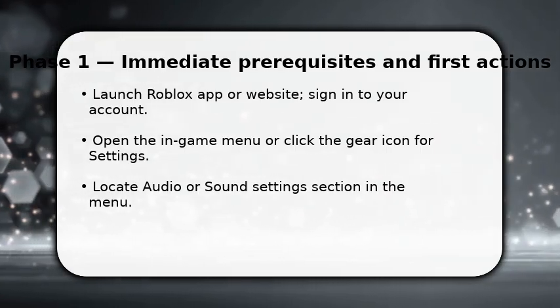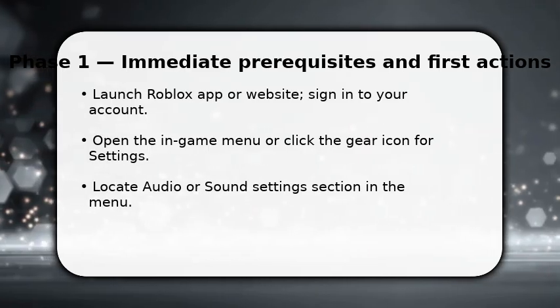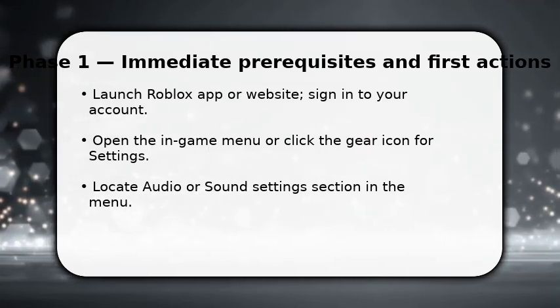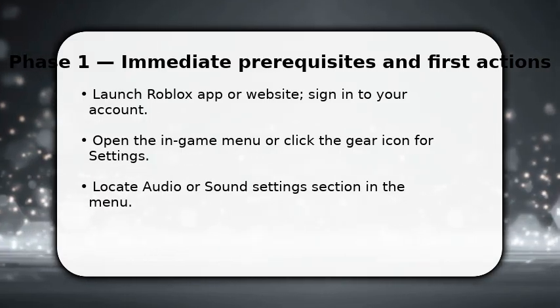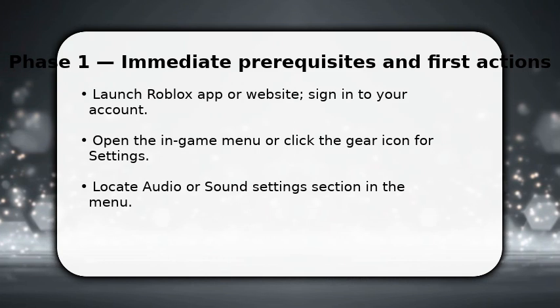Make sure to keep the app active while changing settings so adjustments apply. If you are on mobile, use the three-dot menu. On PC, use the top right gear. This begins the actual process of silencing sound fast.